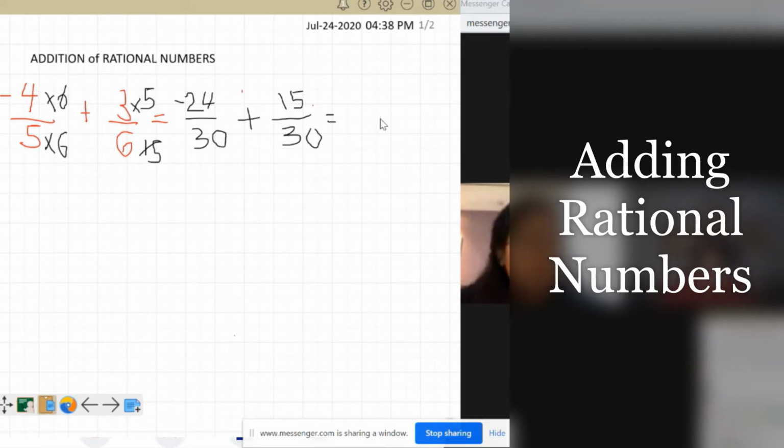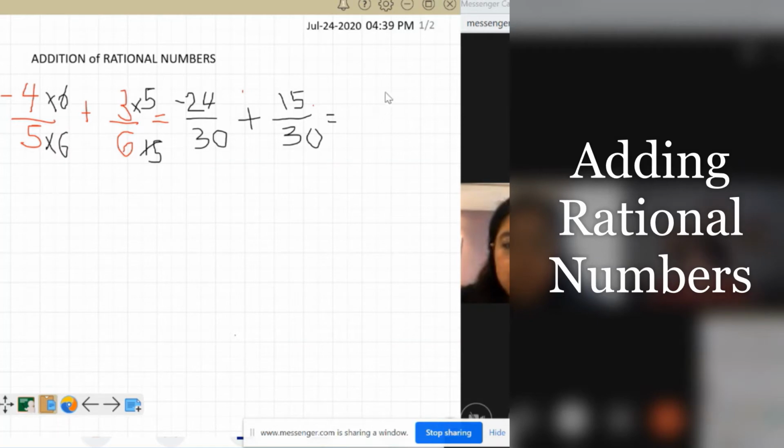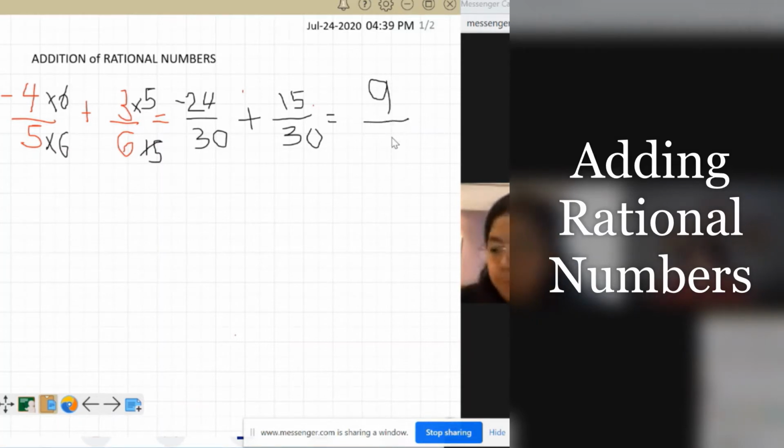What are we going to do with the 24 over 30 and 15 over 30? Are we going to add them or subtract? Subtract. Why are we going to subtract them? Yes, because the two have different signs. So since different signs, we're going to subtract them. So the answer will be what? It's 24 minus 15 is equal to 9. So 9 over 30.